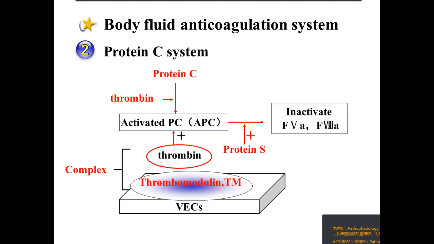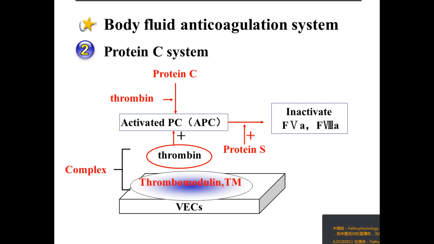Now, TM, what function? TM is released by vascular endothelial cells. The function of TM is that it can combine with thrombin, so thrombin function decreases. So does TM have coagulation function or anticoagulation function?